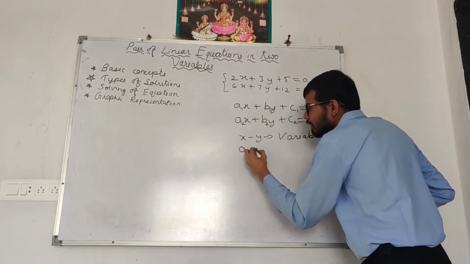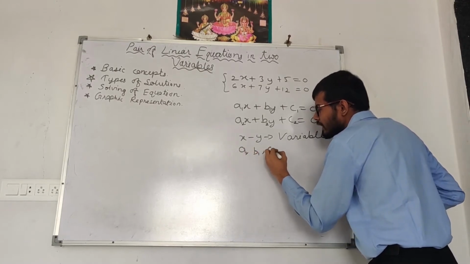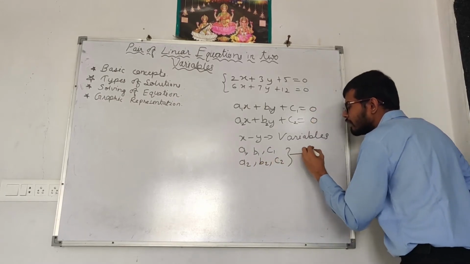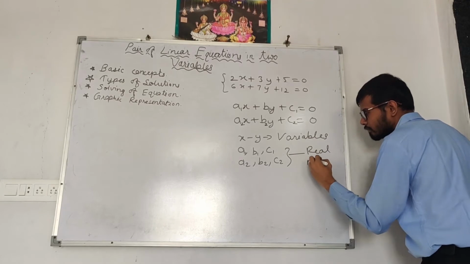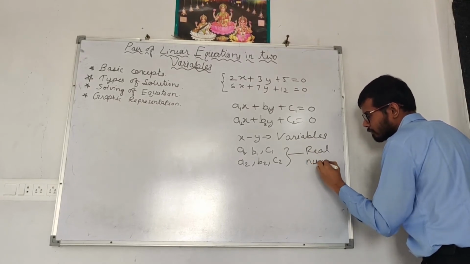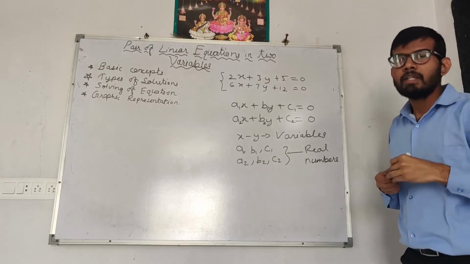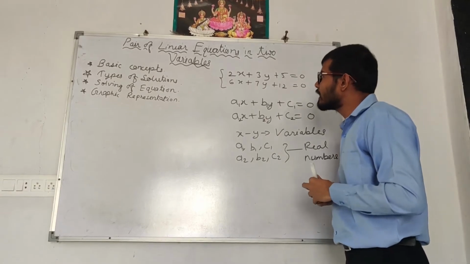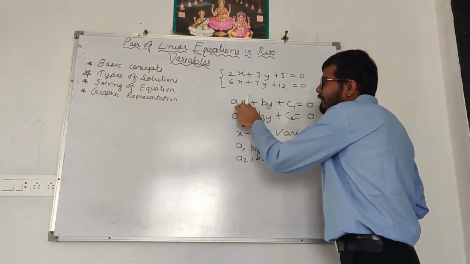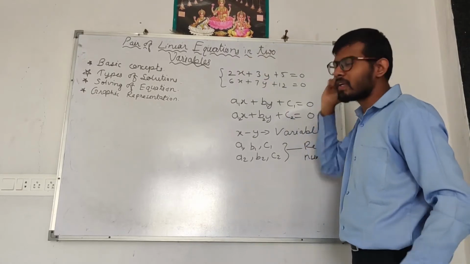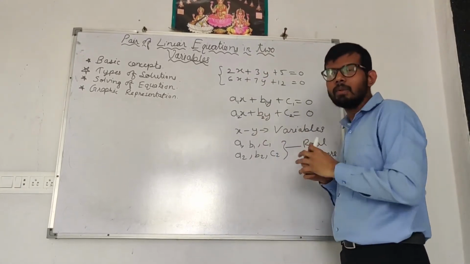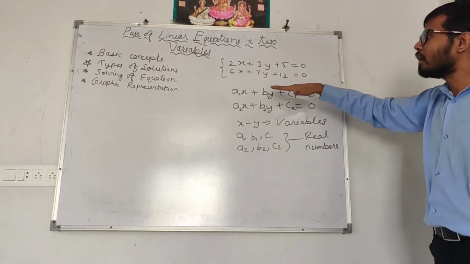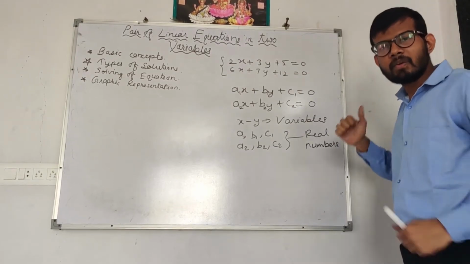a1, b1, c1, a2, b2 and c2 are real numbers. From this you can say that the first equation and second equation are a pair of linear equations, and we can easily identify them. If there is a1x, then we are talking about the first equation. If there is b2y or c2, then we can directly say we are talking about the second equation. This is the general form of our pair of linear equations in two variables.